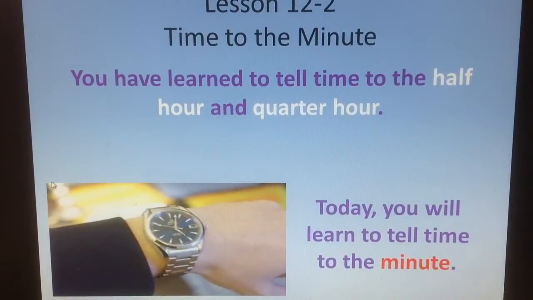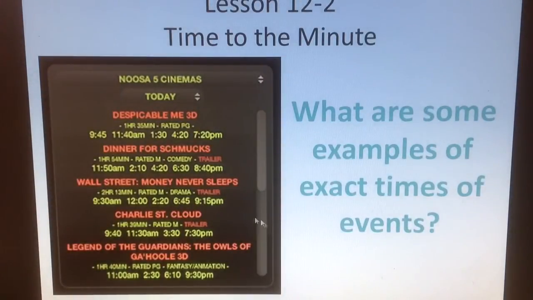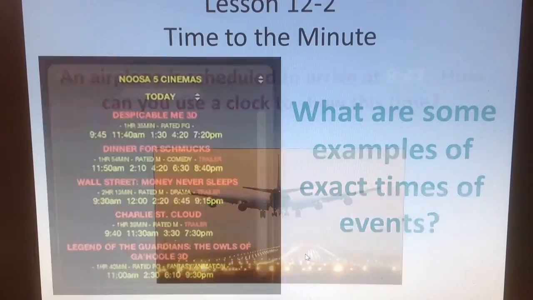Okay. So you've learned to tell time to the half hour and the quarter hour, and now let's learn to tell time to the minute. What are some examples of exact times of events? You got to know when the movie starts. If you want to be on time, you got to know when school starts.